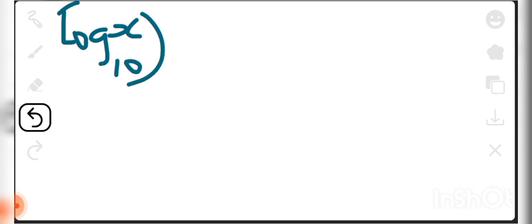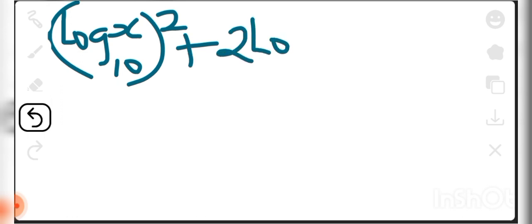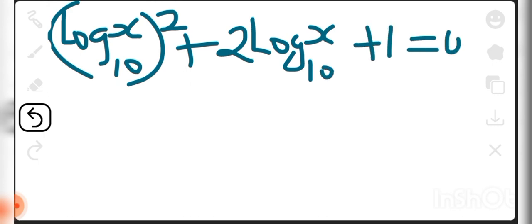If log x to base 10, raised to power 2, plus 2 log x to base 10 again, plus 1 is equal to 0. What will be the value of x?